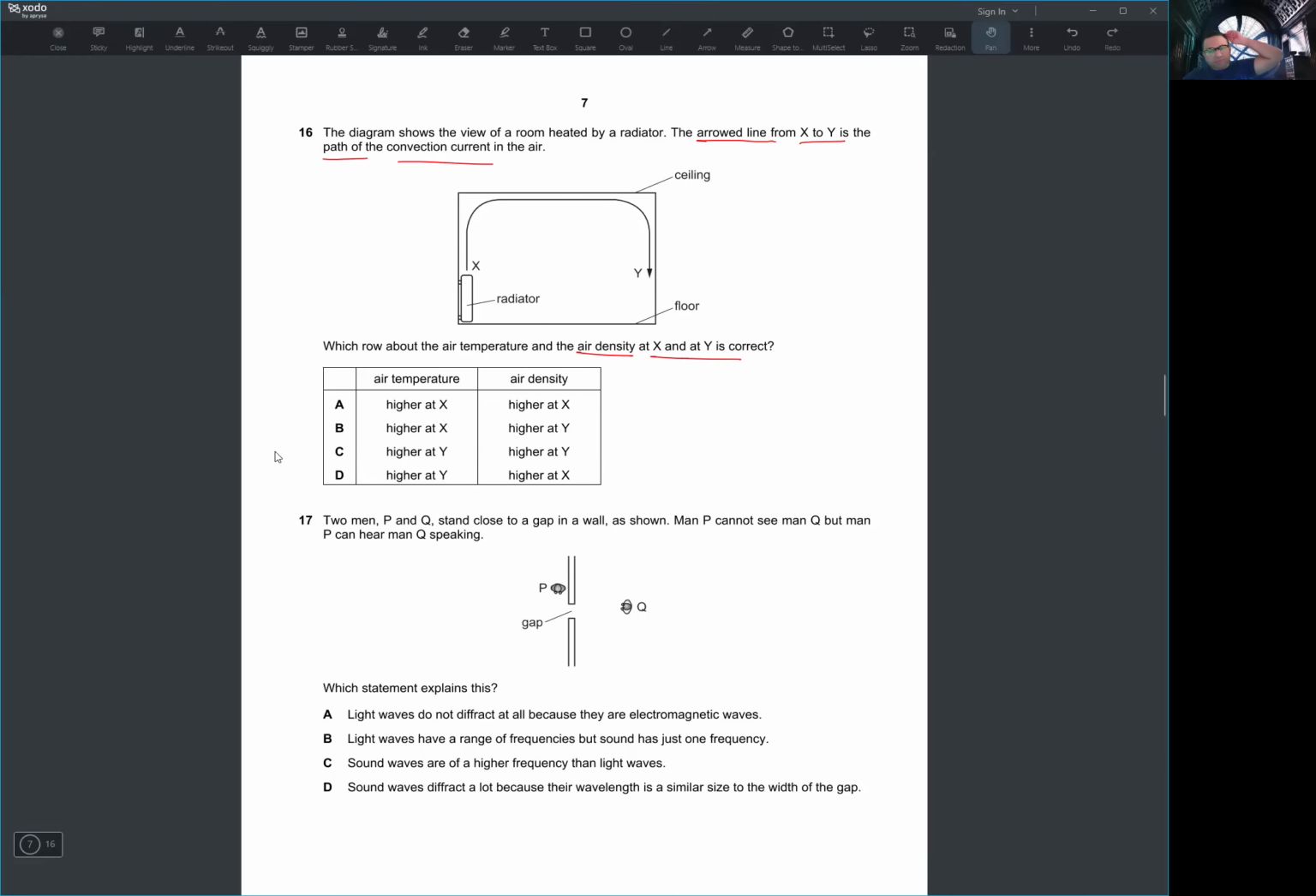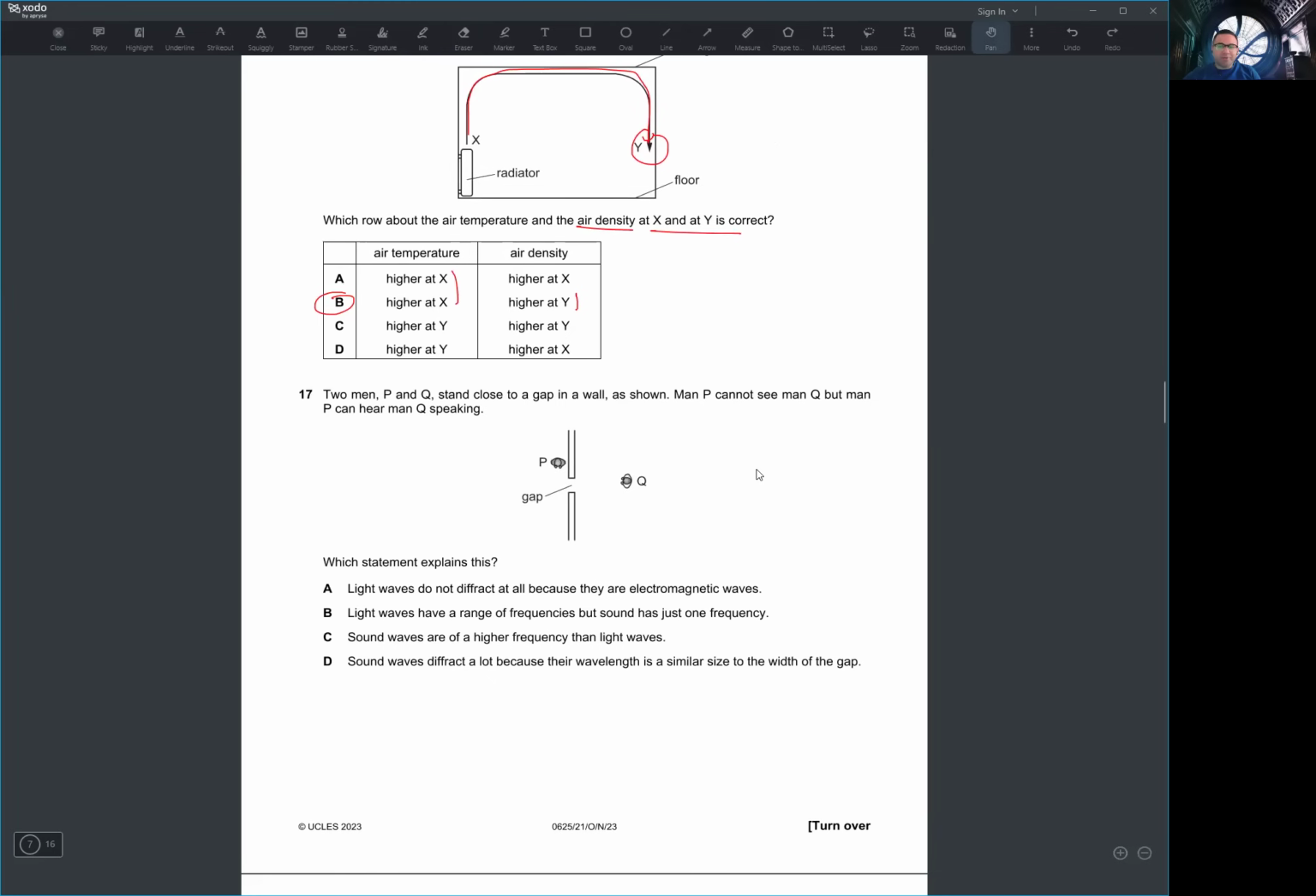So we know the temperature of the air at X and at Y. Hot air goes up, then cold air goes down. So we know that the temperature at X is higher than Y. And then the air density is higher at Y because Y is going down. It's more dense. So B is your correct answer.